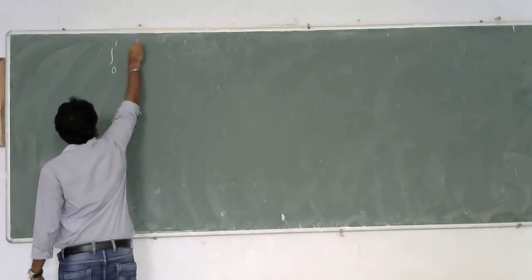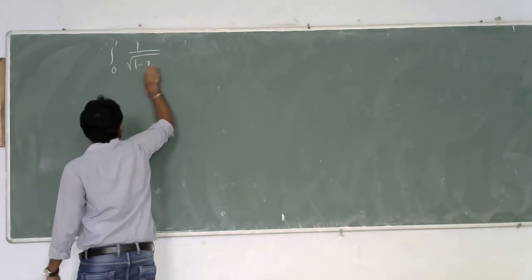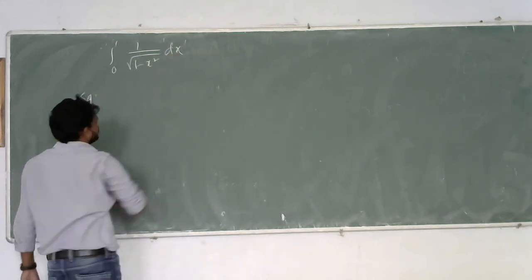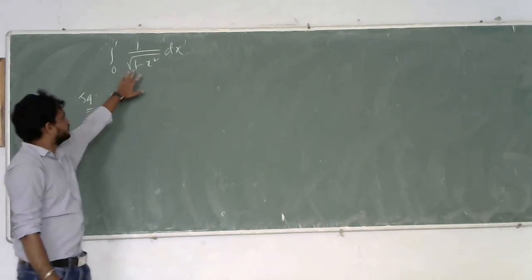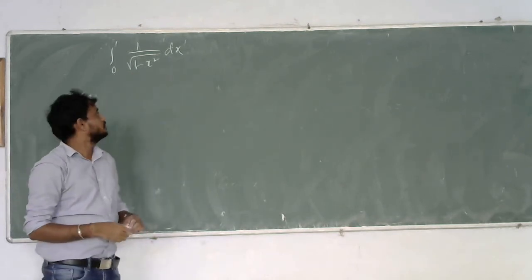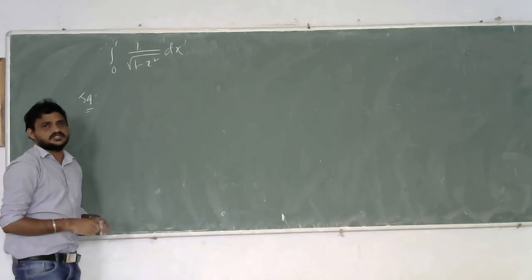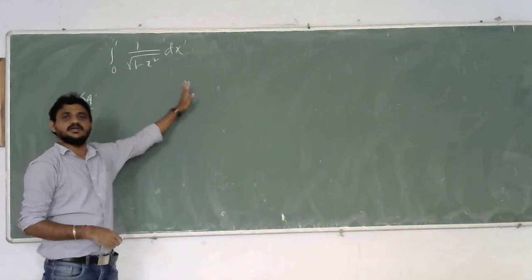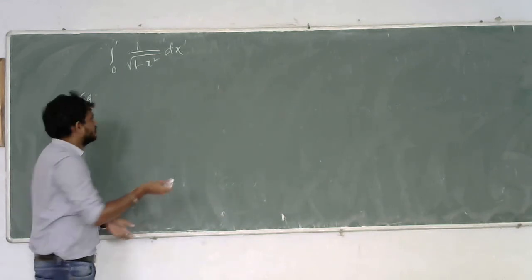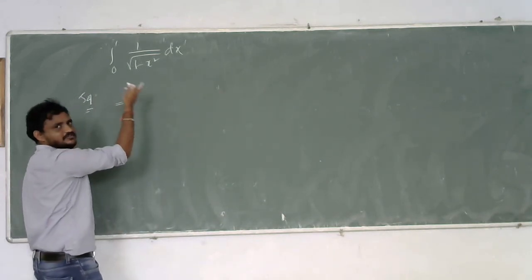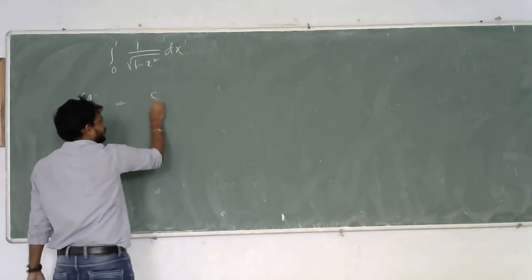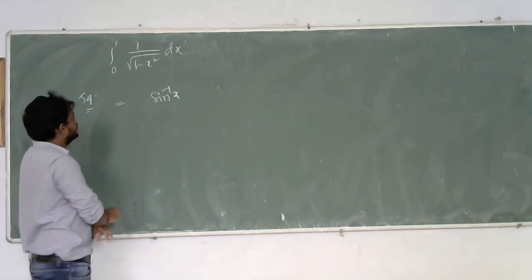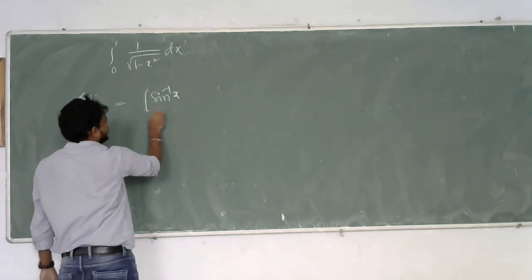Evaluate the integral 0 to 1 of 1 by under root of 1 minus x square into dx. First we have to integrate the function. What is the function? 1 by under root of 1 minus x square. So what is the integration of 1 by under root of 1 minus x square? It is already a standard formula: sin inverse of x.